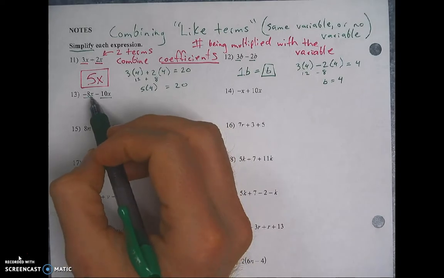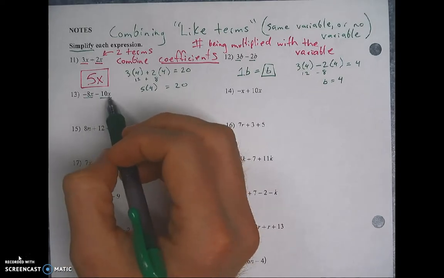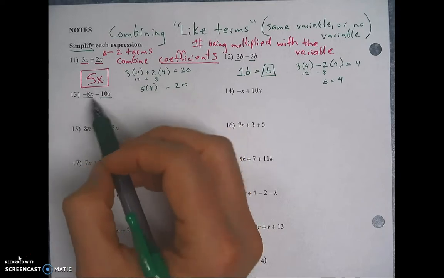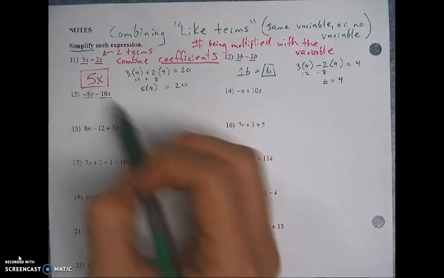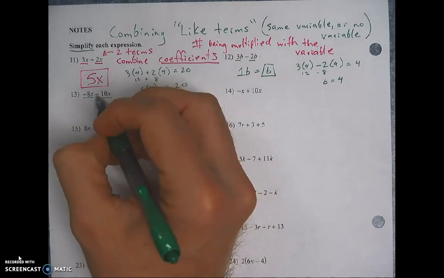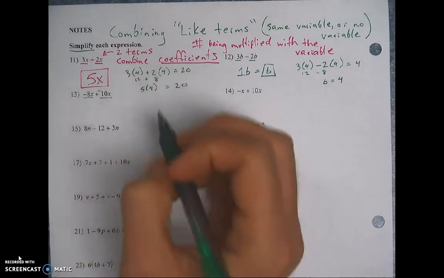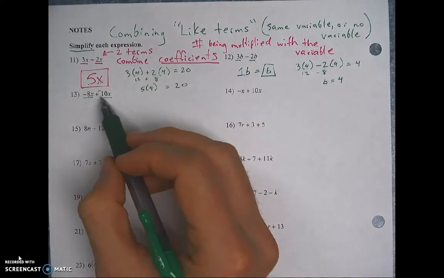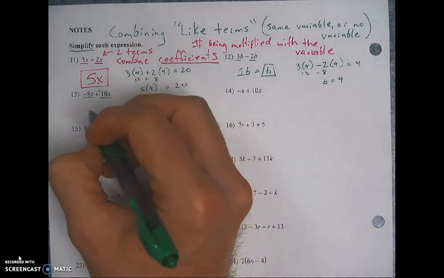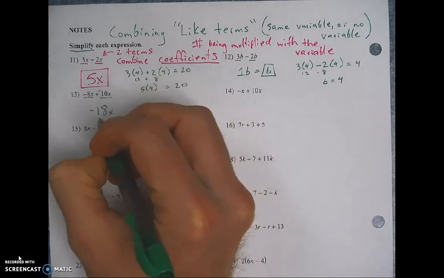And they are similar, right? They are like terms because they both have an x, so I can combine this. Now this is a negative 8 and a minus 10. If you wanted to, you could change this to a plus negative 10. So the 2 terms that I'm combining are a negative 8 and a negative 10. That's a negative 18x.